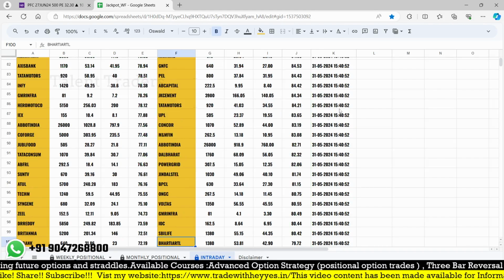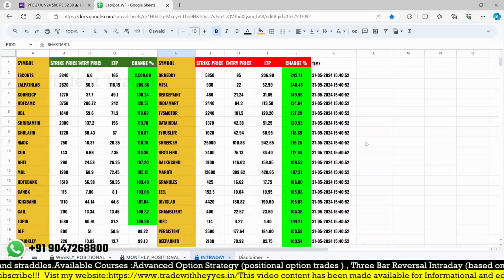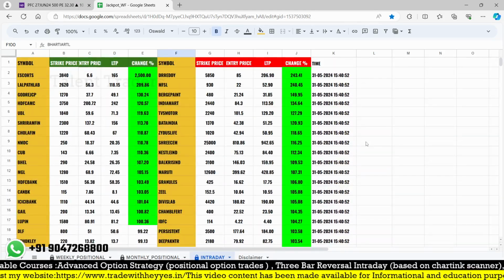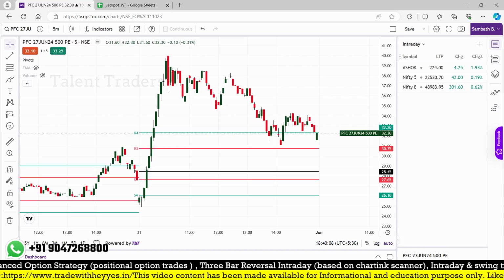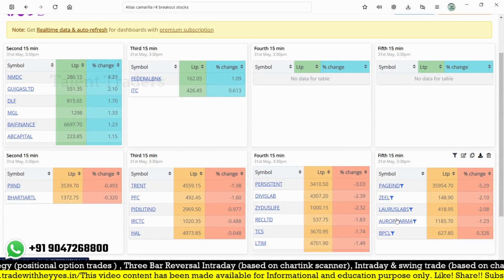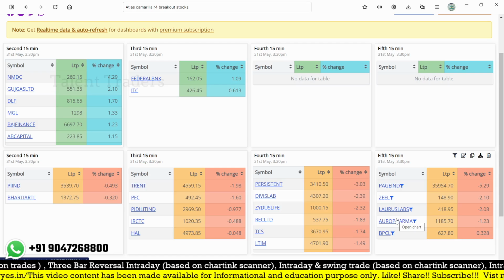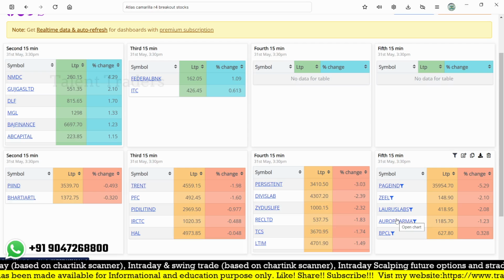And this is the data we found based on our Google Sheet. It's only an option where it gives you the breakout, and this is the scanner which helps you to find out. It may be useful for equity trading, and also from this list of stocks we can easily find one or two opportunities.